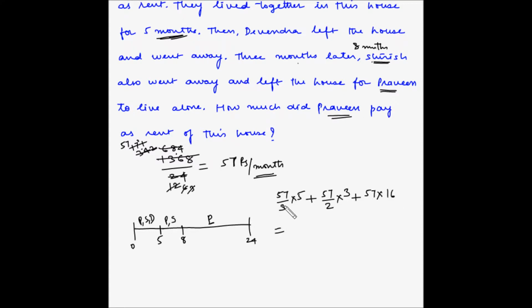Now 57 is divisible by 3. So 3 ones are 3, 3 ones are 3, and 5 minus 3 is 2. So 2 carry over. 3 nines are 27, and 19 fives are 95. Plus, now 57 multiplied by 3, so 7 threes are 21, 2 carry over, 5 threes are 15, plus 2, 17, divided by 2, plus 57 multiplied by 16.